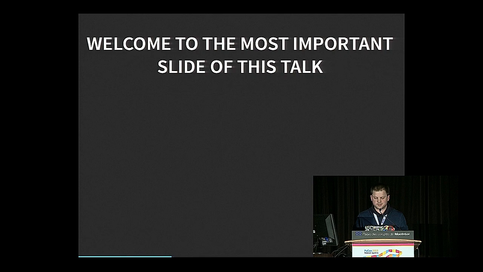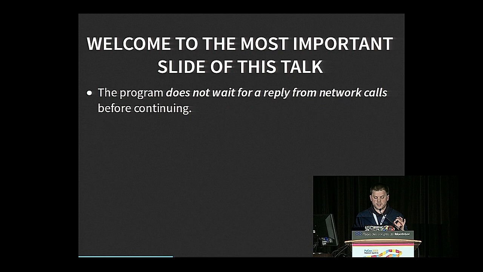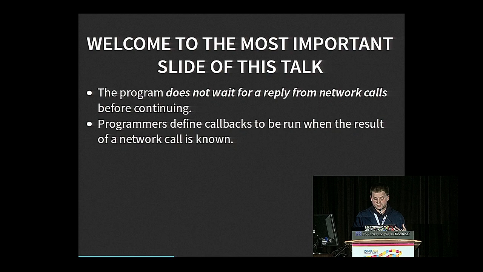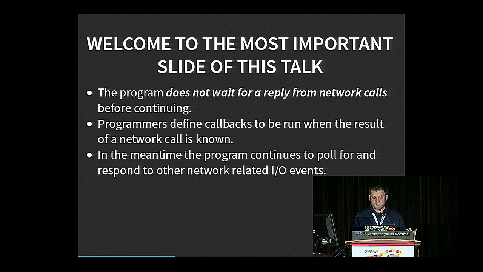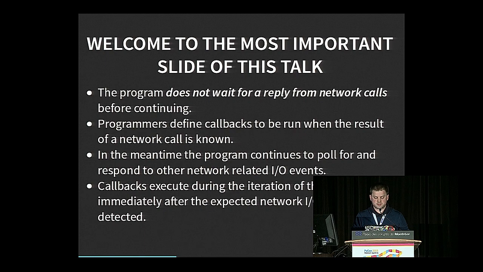Async.io is event-driven. This means that network-based I/O is non-blocking. How does this work? Well, the program does not wait for a reply from network calls before continuing. Programmers define callbacks to be run when the result of a network call is known. In the meantime, the program continues to poll for and respond to other network-related I/O events. And callbacks execute during the iteration of the event loop immediately after the expected network I/O event is detected.